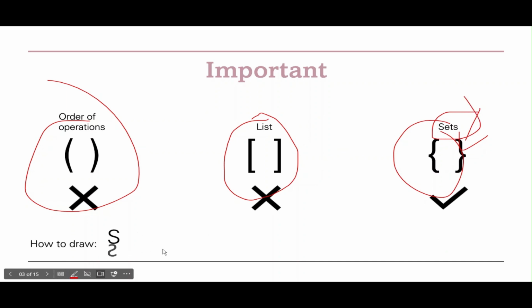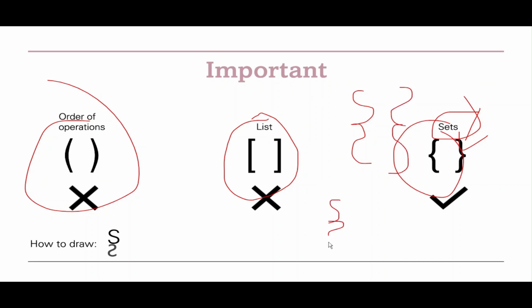Now, do you want to know how to do it? I'll show you. Just S and then reverse S. Reverse S and an S. So S, reverse S. Reverse S and an S. That's how you do it.